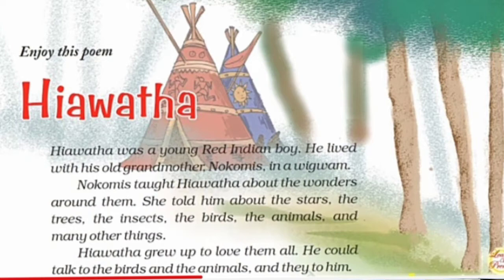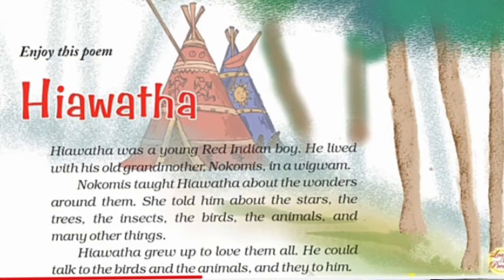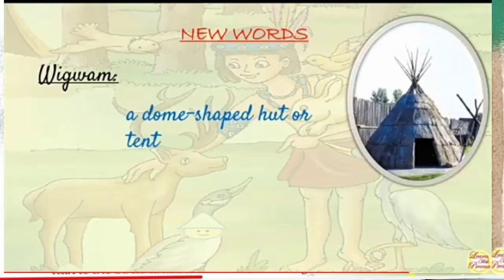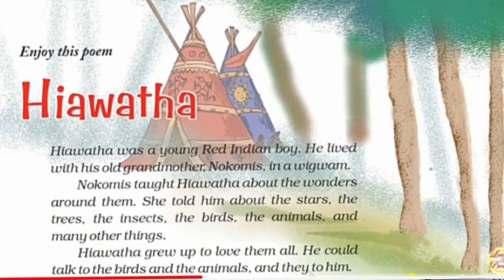He lived with his old grandmother Nokomis in a wigwam. So what is the name of his grandmother? Nokomis. What do you mean by wigwam? Wigwam is a small conical hut. You can see the picture of wigwam.